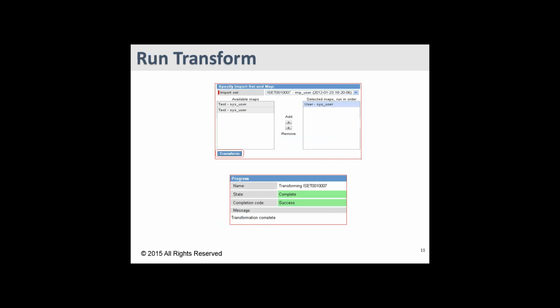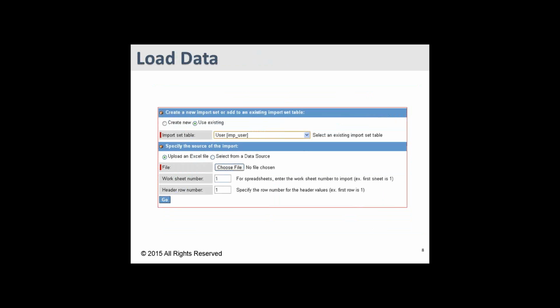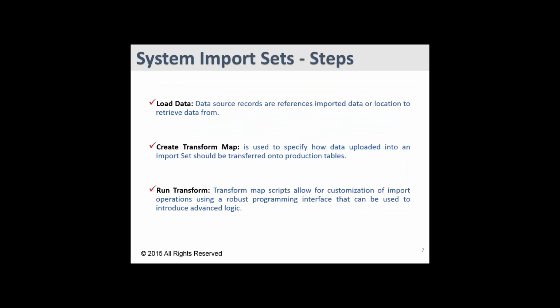So this is another topic. There are 3 important points, you just make a note. It can even come in a certification also. Steps to load data using import sets: load data is the first step, create transform map is the second step, and run transform is the third step. These are the main steps we need to follow to load the data using import sets. You can make a note.